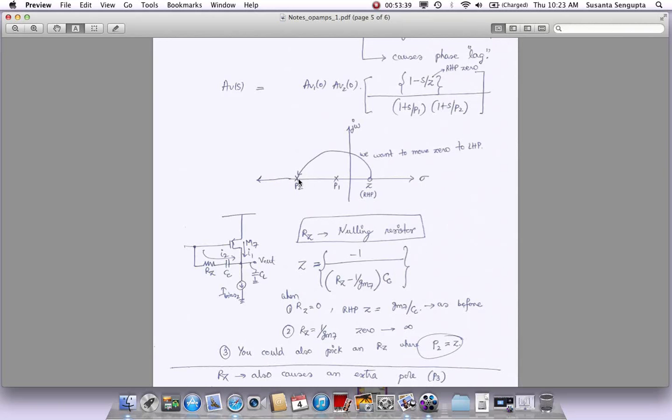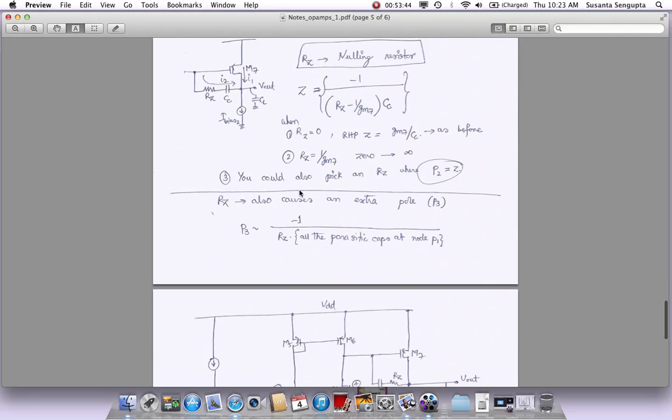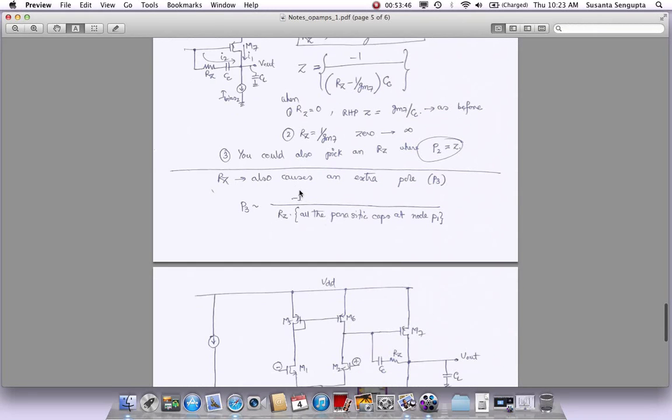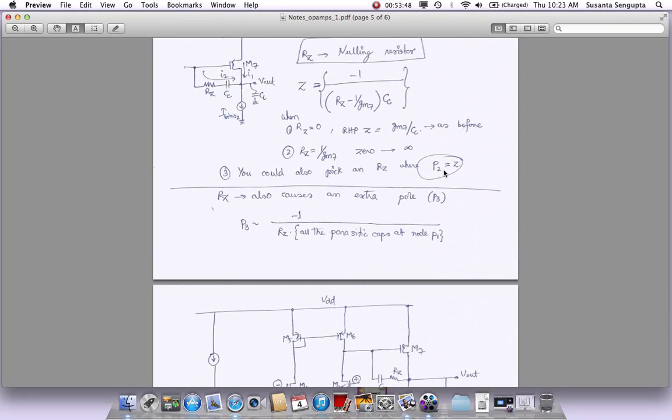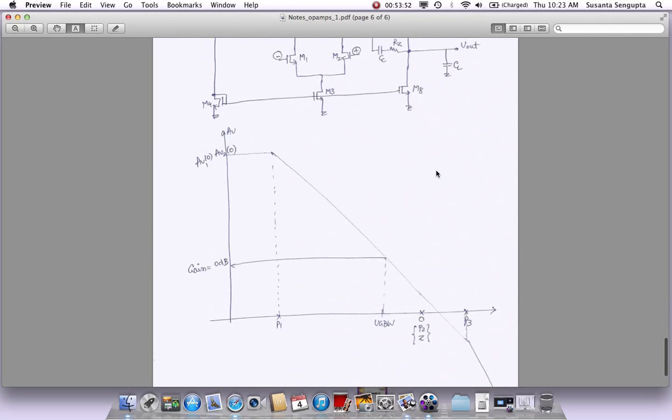What is good if you have a pole and 0? It will actually help with the frequency response, which I will show you in just a minute. Okay, so just wait for that, and we'll go there when we look at this plot here.